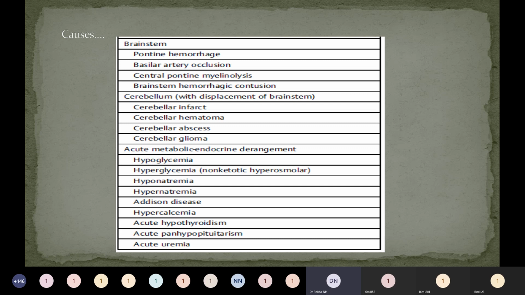Then hyperglycemia. Hyperglycemia is most commonly a hyperglycemic non-ketotic hyperosmolar coma. It is also one of the most common acute complications in a patient with uncontrolled diabetes mellitus, and other complications like hyponatremia or hypernatremia. Hyponatremia is a common metabolic event occurring in a hospitalized patient. Then hypernatremia, Addison's disease, hypothyroidism, and uremia. Uremia also can present with unresponsiveness.